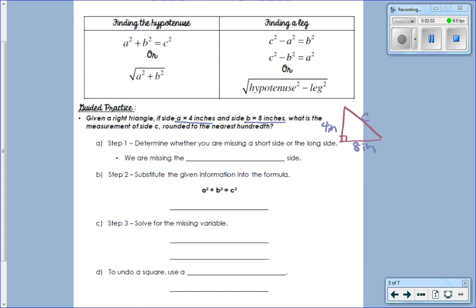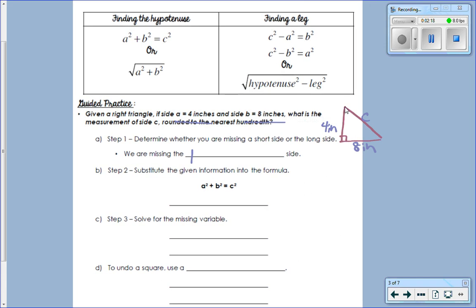Step 1, determine whether you're missing the short or the long side. So we're finding the hypotenuse all day today. The hypotenuse is the shortest or the longest side? The longest. It is the longest side. That's a good check. So we know that the side length is going to be greater than 8, right? It's a nice check there.